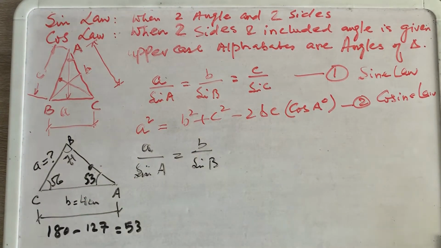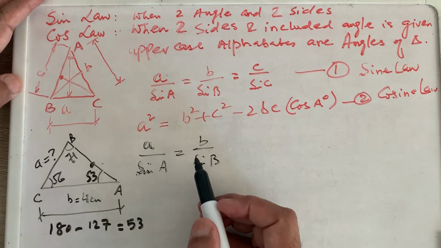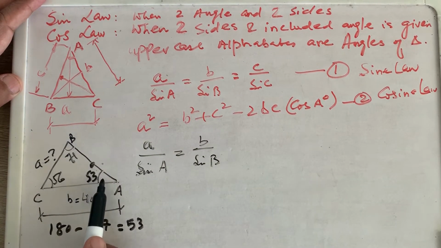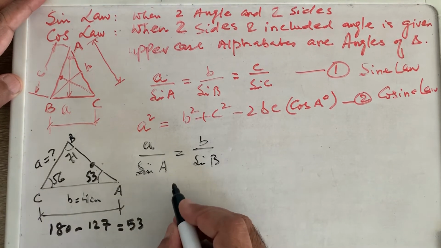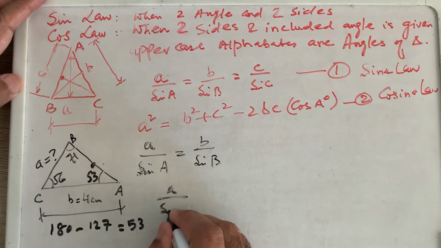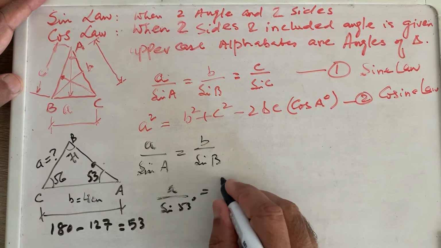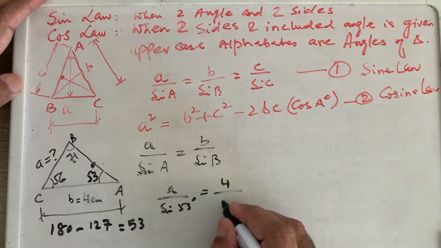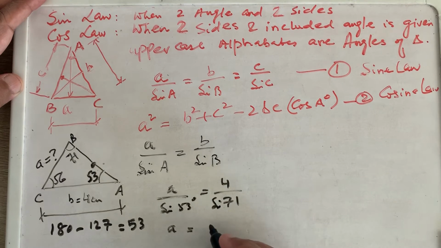And what are we applying? We are applying sine law. Sine law says a over sine A is equal to b over sine B. So a over sine 53 degrees is equal to b, which is 4 centimeter, over sine of 71. Now we see what the angle values are.